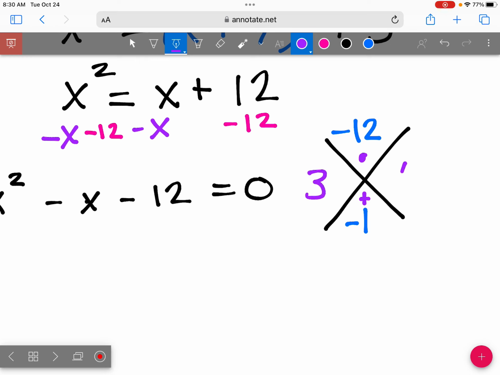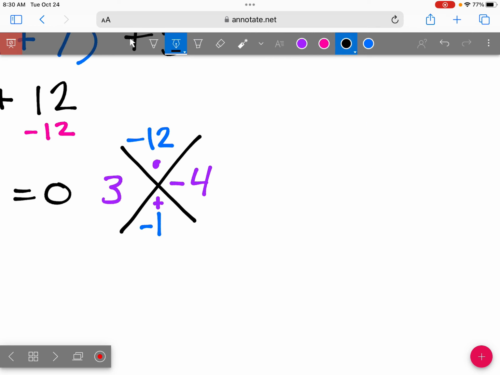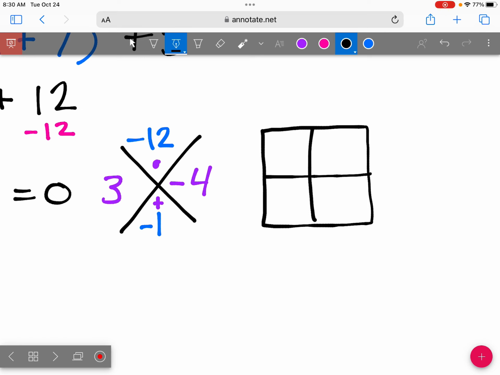3 and 4. But which one's going to be negative? I heard debate. Yeah, the 4, because I need it to add to be negative 1. So the bigger number is going to be negative. So from here, we can put it through our box. With our x squared from our equation, our minus 12 from our equation, and then the numbers in the x frame are just how that middle term splits, my 3x and my minus 4x.